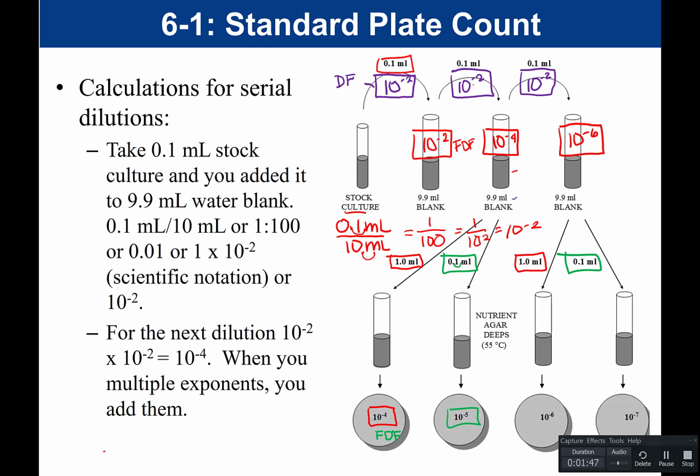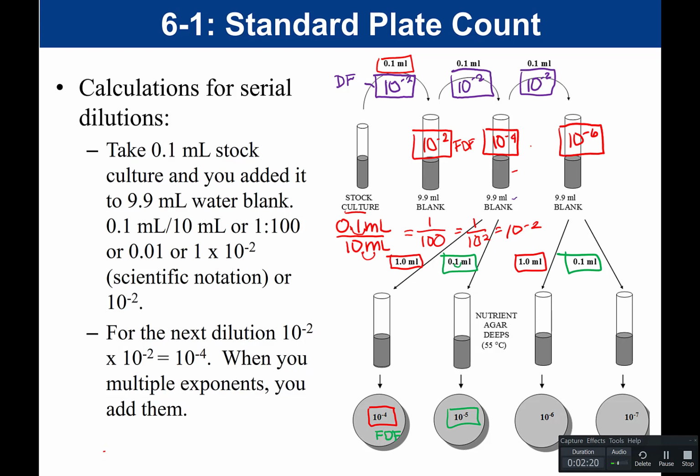Then we dilute it 10 to the negative 2 more. So we transfer 0.1 milliliters from that one and add it to 9.9 milliliters of a water blank. My dilution factor is still 10 to the negative 2. That's the amount we're diluting. But my final dilution factor in the next tube is going to be my 10 to the negative 4. I simply add my exponents because I start with 10 to the negative 2 and I dilute it 10 to the negative 2 more. So my final dilution factor in that tube is 10 to the negative 4.